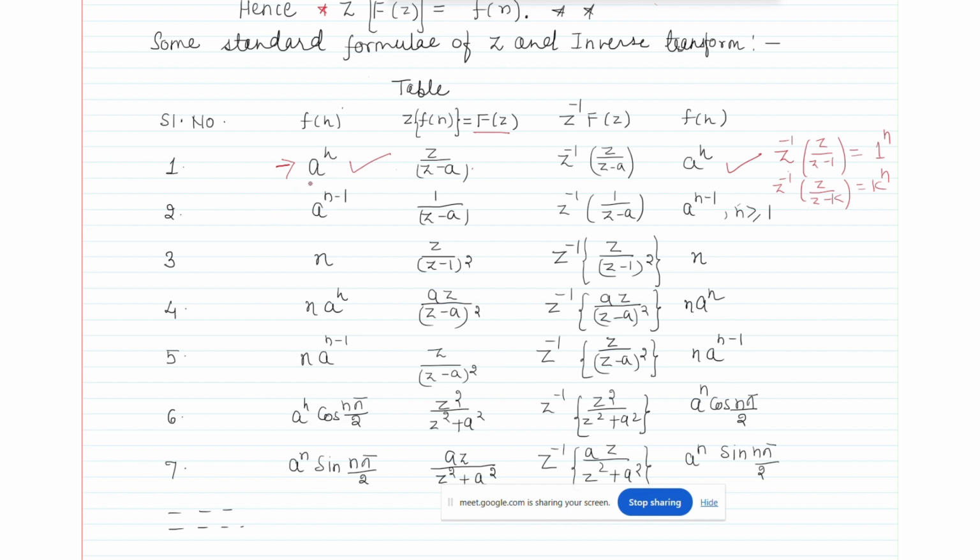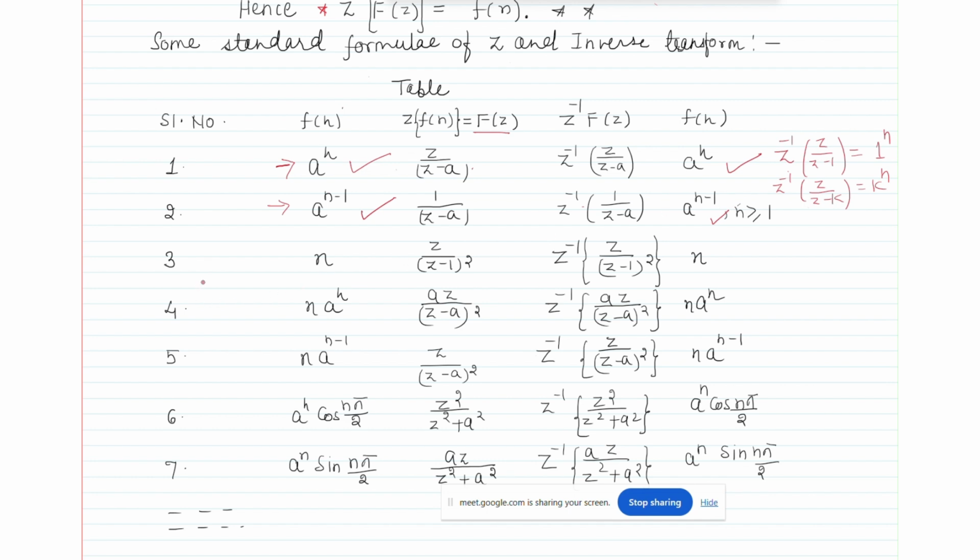Similarly, next we have the function a to the power n minus 1. For a to the power n minus 1, we write the Z transform by the definition as 1 upon Z minus a. If you take Z inverse of this, we get the same function again, a to the power n minus 1. So this is the standard formula: Z inverse of 1 upon Z minus a is a to the power n minus 1.